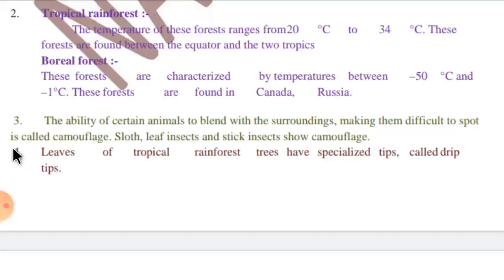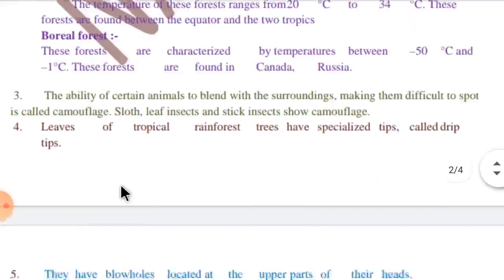Let's see question number 4. What are drip tips? Leaves of tropical rainforest trees have specialized tips. They are called drip tips.